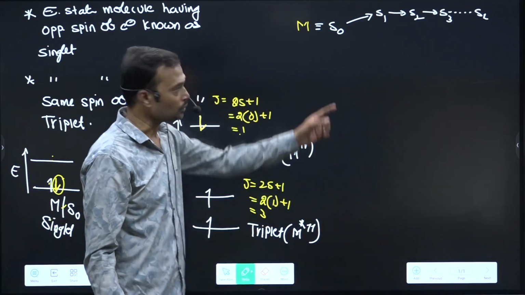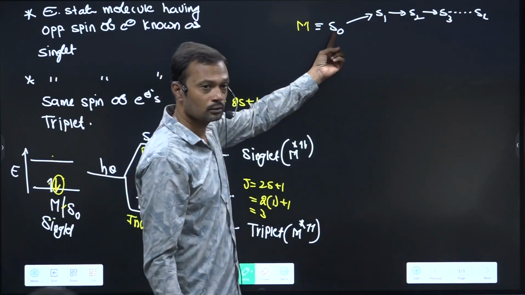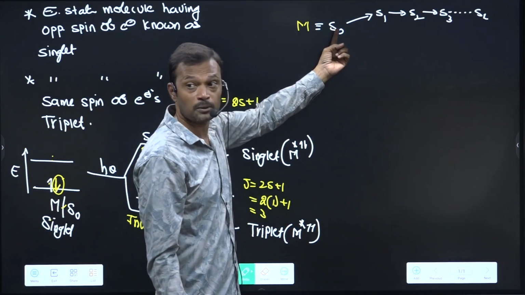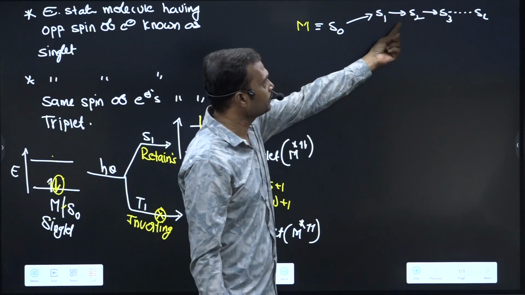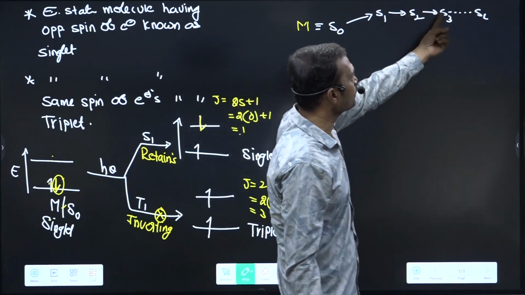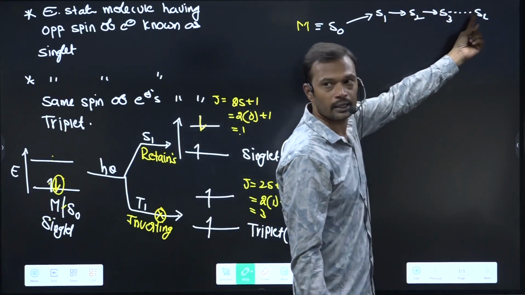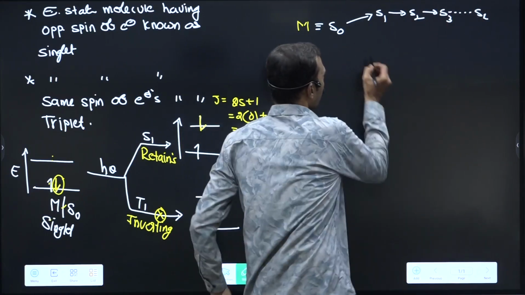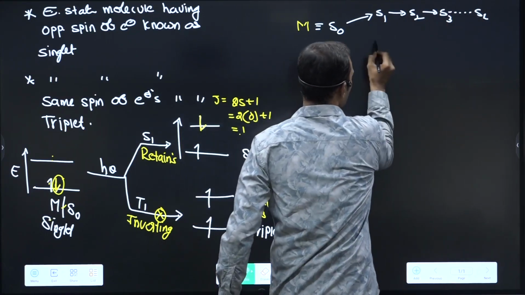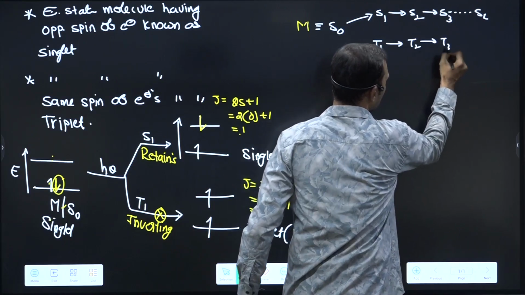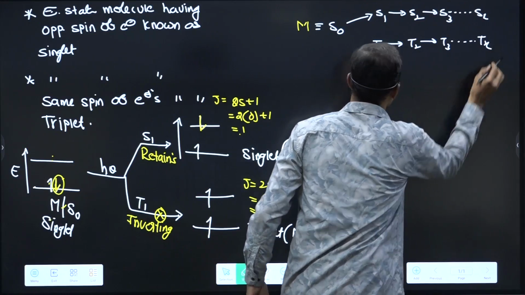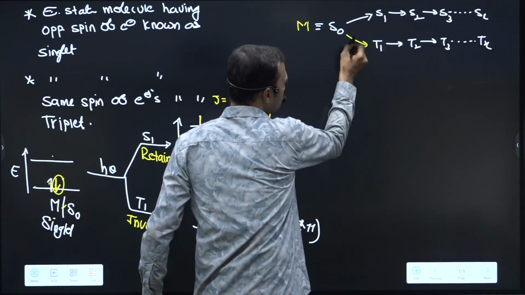What is S0? Ground state multiplicity. Then first excited singlet, second excited singlet, third excited singlet, xth excited singlet. Later on, S0 is followed by T1, then T2, then T3, and so on up to Tx. Don't write an arrow like this, it is impossible.